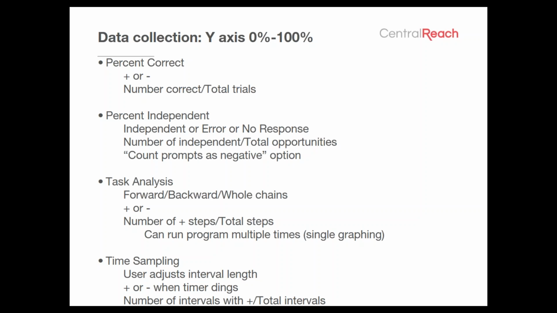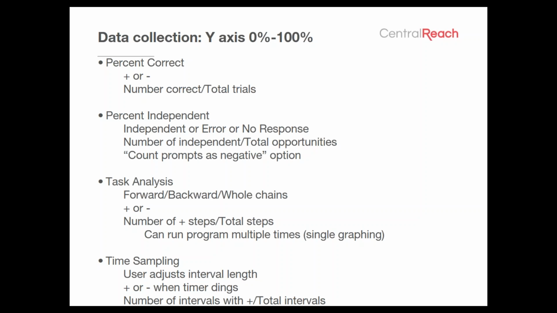Now, there's a part 2 to that. And you'll see right down there the count prompts as negative option. If you do have prompting and criterion tied to a percent independent, now you can decide, okay, I'm using a full verbal, a partial verbal. Do I want those prompts to, which is the default, be counted as a correct trial, or do I want to override that and say, I used a full verbal for this, I want that to count as a failed trial. So that's that first time you see count prompts as negative.